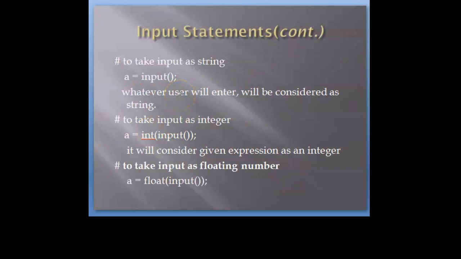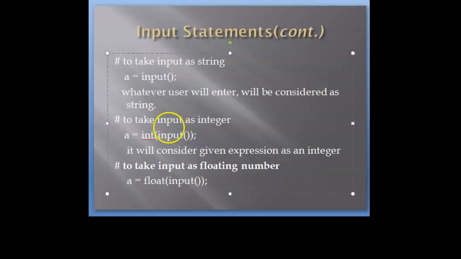Let us see. We will use the input function throughout; we will not use raw_input. If we want to take a string as input from the user, we simply write a equal to input. This will ask the user for input, and whatever the user enters, it will be considered a string. But whenever we want to take an integer as input, we write a equal to int, and inside parentheses we write input. It means whatever the user enters will be converted into an integer.